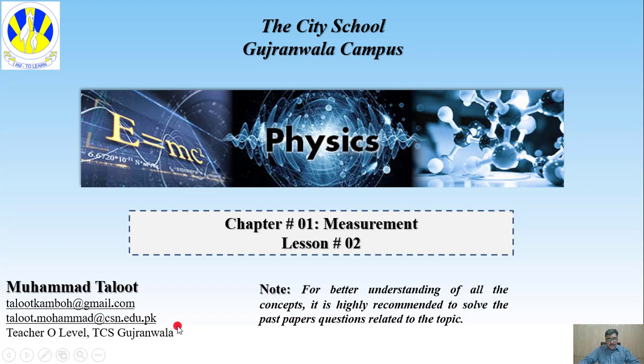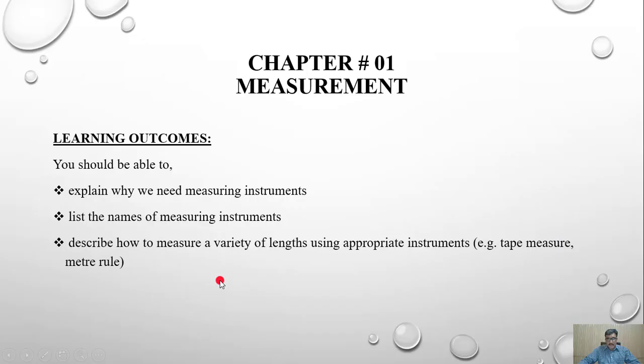If you feel any difficulty at any point in the lesson, you can contact me. So the learning outcomes of this lesson are that you will be able to explain why we need measuring instruments. You will be able to list the names of measuring instruments. You will be able to describe how to measure a variety of lengths using appropriate instruments, for example, tape measure, meter rule.